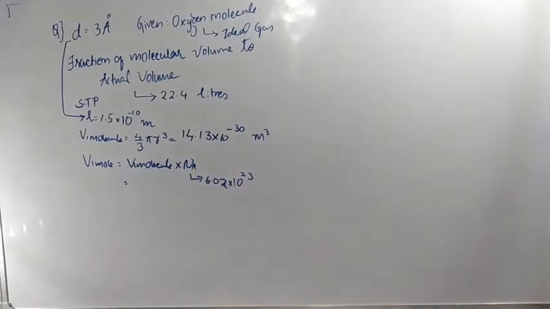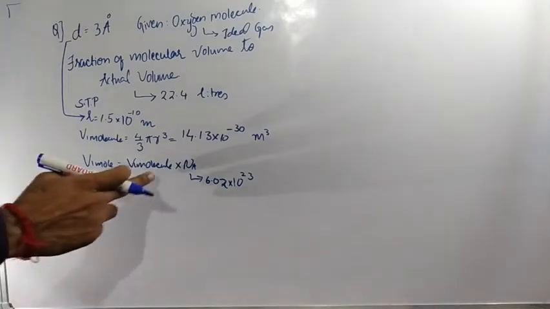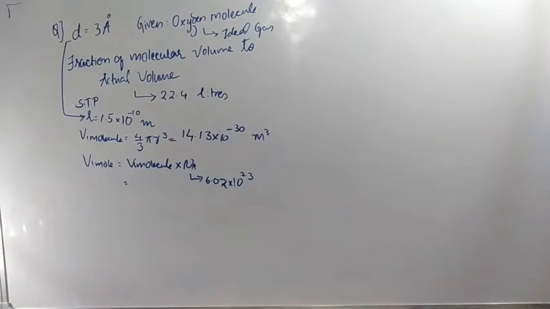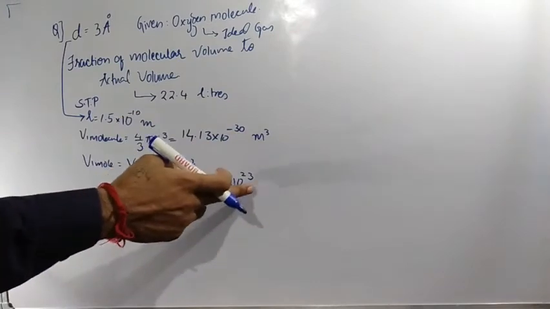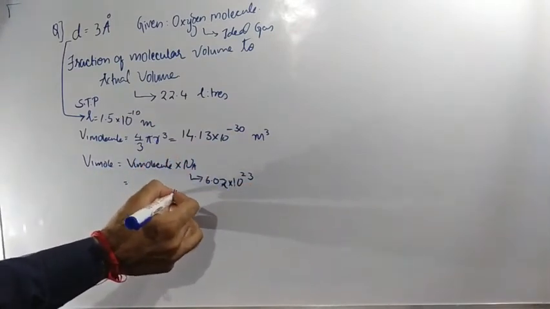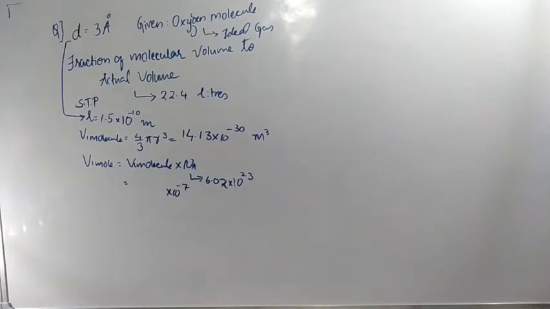Okay. Just calculate this one. How much are you going to get? Just check. So V for 1 molecule here you are having 14.13 into 10 to the power of minus 30. 10 to the power of plus 23 will turn out to be 10 to the power of minus 7. Next you are having 6.02. So how much are you going to get here? 85.1, nearby value.